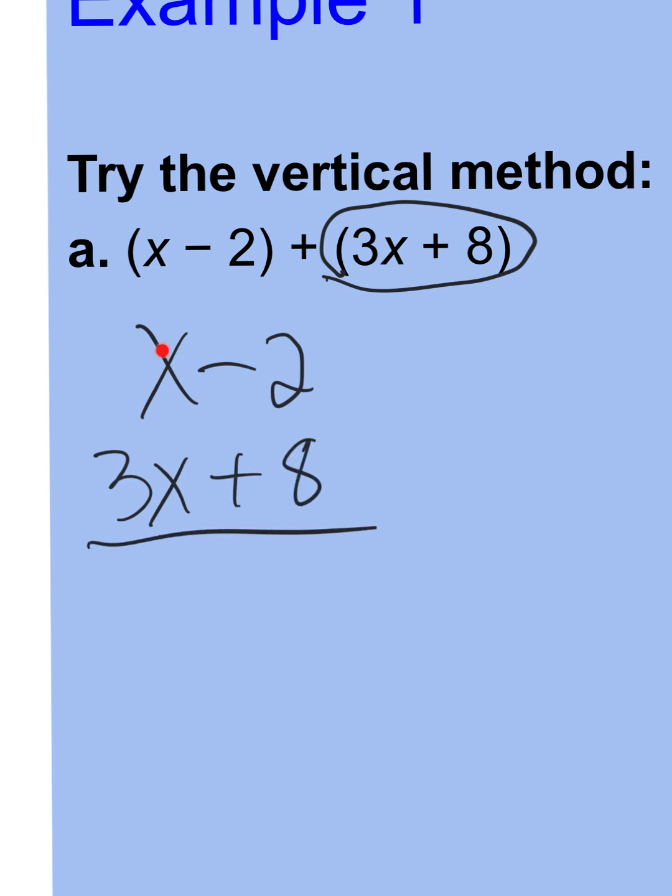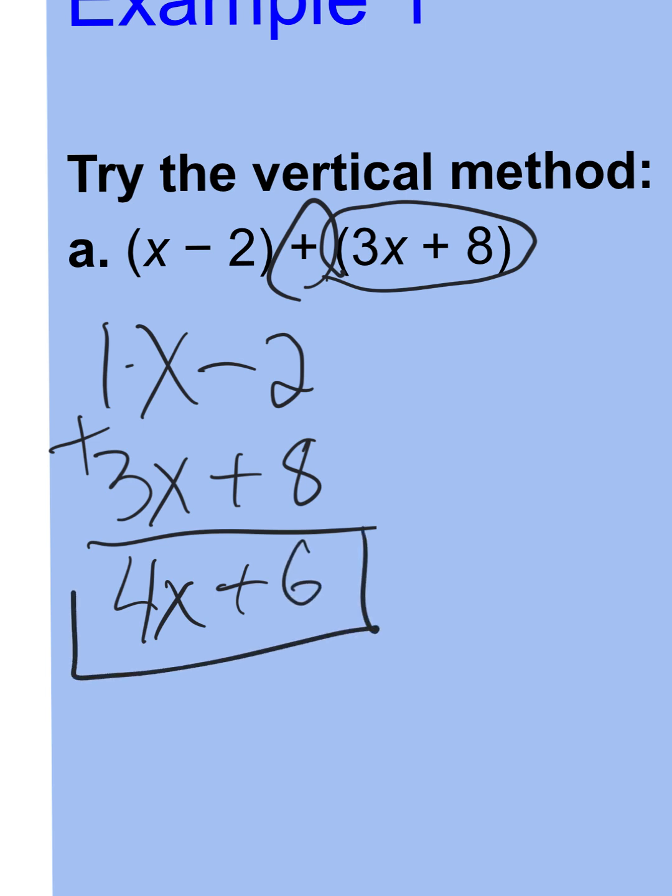like terms. So I made sure my x's are here, my constants are here. Now, what's invisible in front of that x? A 1, very good. So we are going to add these together. So what is 1x plus 3x? That's 4x. What is negative 2 plus 8? This is good practice for integers. Negative 2 plus 8. That is 6. Now we're done. That's it.